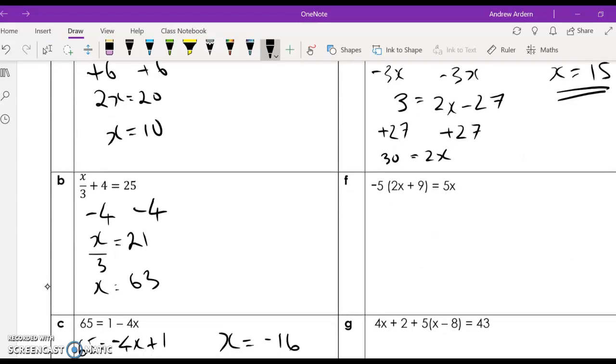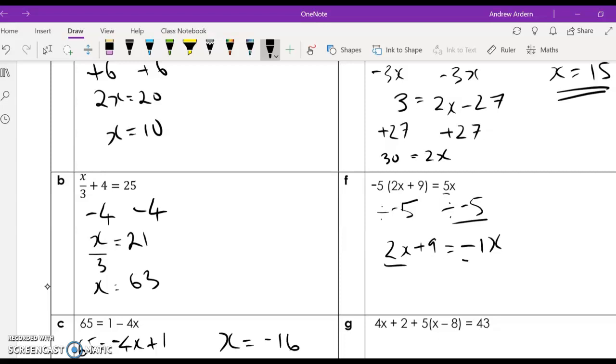Letter F. You could multiply the bracket out. That would work. But you could also just divide both sides by minus 5. Divide both sides by minus 5. The left is left with 2x plus 9, and the right will equal minus x. See, plus 5 divided by minus 5 is just minus 1, and you call that minus x, or you don't have to have the 1 written.